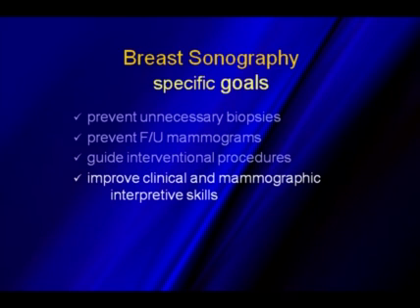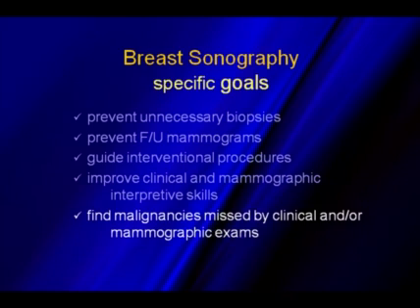To improve the clinical and mammographic interpretive skills. And what I'm going to do is show you an example of an area on a mammogram that was given a BI-RADS 4. We scanned the same patient with ultrasound and changed that BI-RADS classification to a 2. Now anything that's a BI-RADS 4 or 5 is recommended for a biopsy. With the BI-RADS 2, basically it's saying that the area is perfectly normal tissue and no further workup needs to be done.